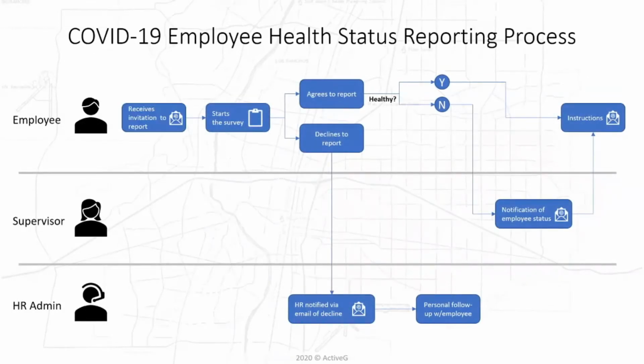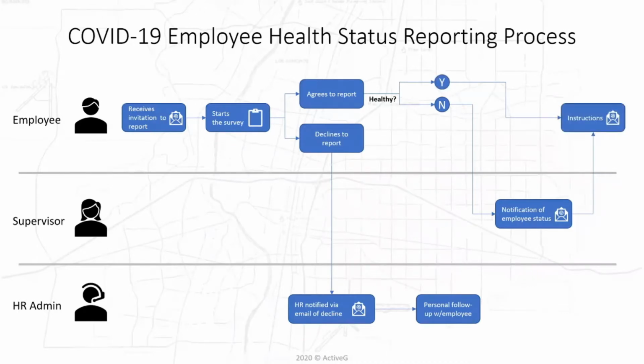The employee receives an email invitation to complete the health survey. The employee then clicks a link in the email to open the Survey123 survey. Then the employee either agrees or declines to report their health status. If the person declines, then a message is sent to the HR administrator to follow up personally to address the employee's concerns or needs. If the employee agrees to report his health status, he answers some questions affirming good health.